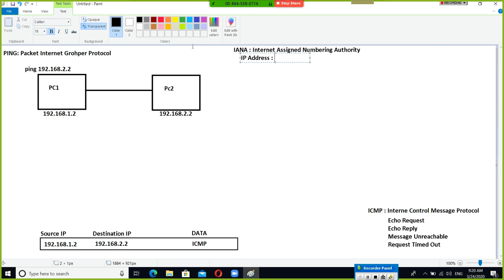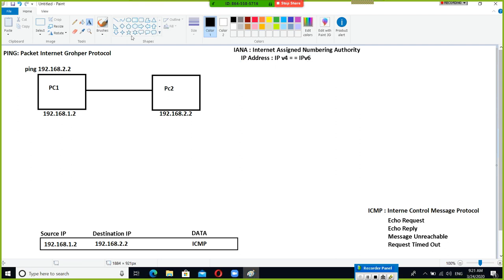In the IP address world, we have two types of IP address. One is IP version 4, and today we also have IP version 6 addressing. We'll talk about both. Today we are talking about IP version 4, so we are not talking about IP version 6 right now. That is also a part of the portion.